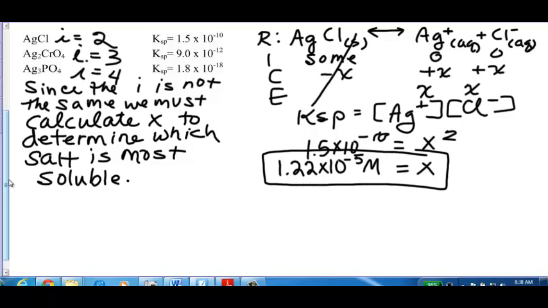We're going to do the same thing with the 2 remaining salts. So please go ahead and calculate the solubility right now on your own of silver chromate and of silver phosphate. Okay?